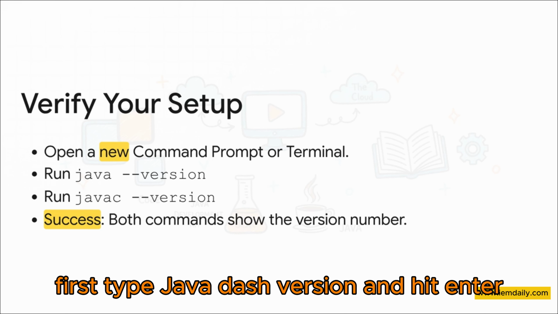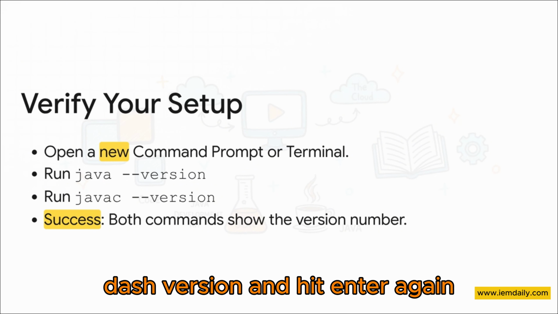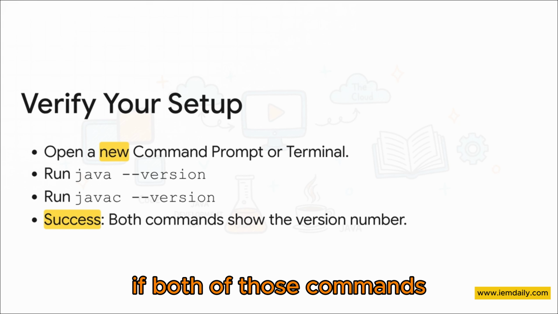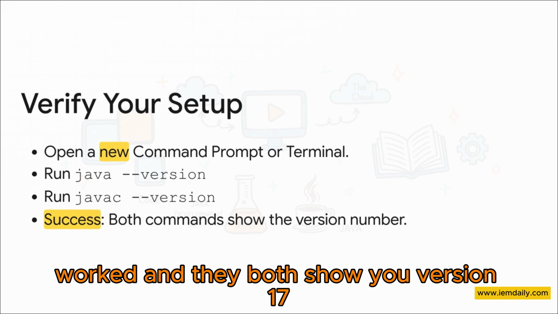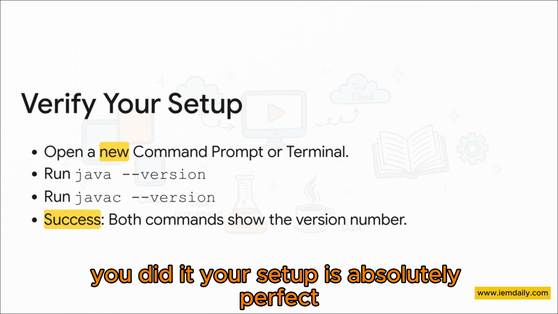First, type java -version and hit enter. You should see it report back the version number. Then do the same thing with javac -version and hit enter again. If both of those commands worked and they both show you version 17, then congratulations, you did it. Your setup is absolutely perfect.